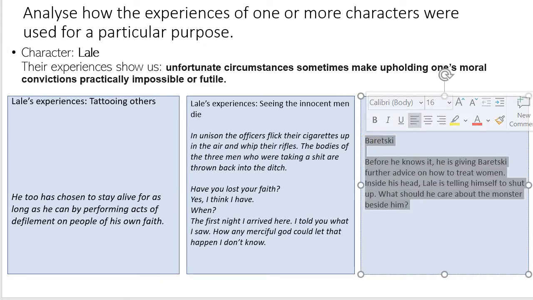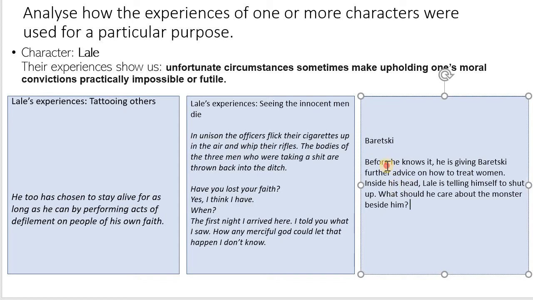And then his relationship with Baretski as well. I've taken that quote there. Before he knows it, he is giving Baretski further advice on how to treat women. Inside his head, Lale is telling himself to shut up. What should he care about the monster beside him? So you could use that to say that, in the unfortunate circumstance of being in Auschwitz, he had to basically get rid of his morals and become friends with the very people that were killing his people.